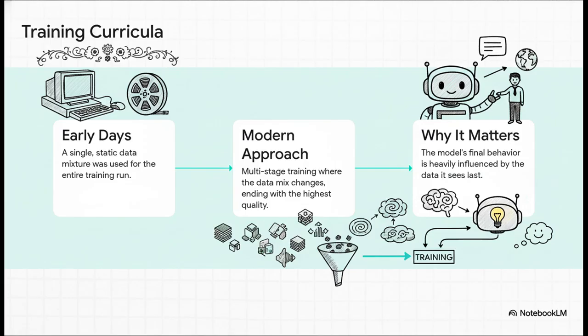The old way was just to create one giant, static mix of data and use it for the whole run. The modern approach is to create a dynamic curriculum. You actually change the data mix in stages, usually saving your absolute best, highest quality data for the very end. And the reason for that is simple. A model's final behavior is shaped most by the very last things it learns.